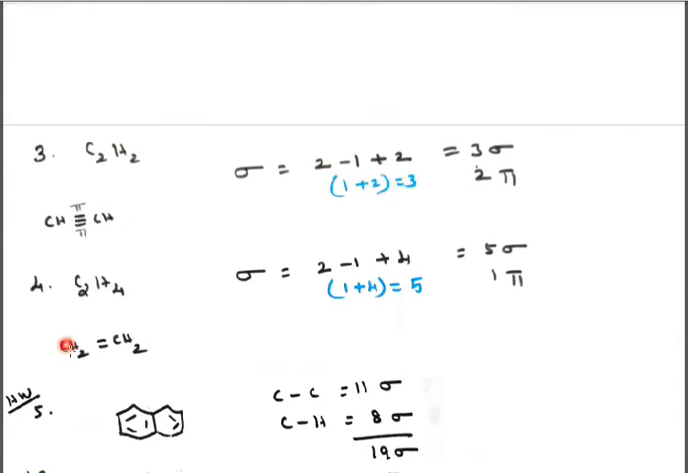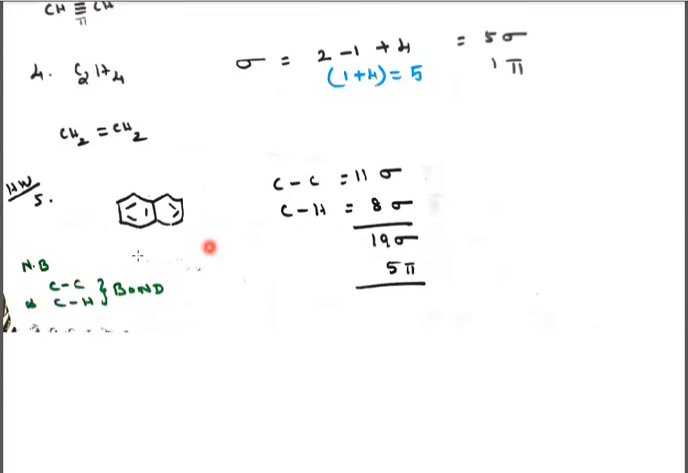Then the ethylene example, CH2 double bond CH2. So here sigma is equal to number of carbon is 2, 2 minus 1 equal to 1. Then other than carbon atoms are 4 hydrogen. So 1 plus 4, 5. So 5 sigma bonds and 1 pi bond.